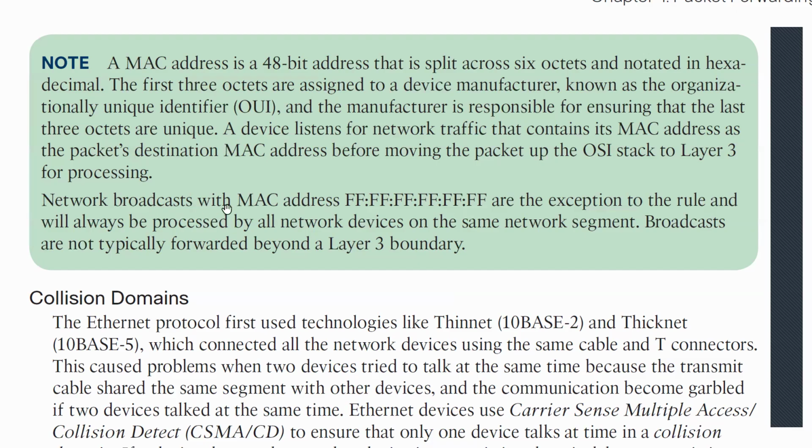And then we have network broadcast with MAC address all Fs. That is the universal broadcast MAC address, you can say. These are the exception to the rule and will always be processed by all the network devices, because broadcast is what? One to all. So that means it is supposed to be there for everybody.